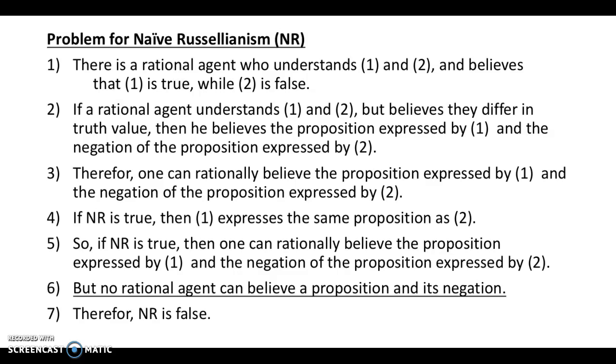However, this should obviously strike us as impossible because there is no rational agent that can believe a proposition and its negation at the same time. We can perhaps maintain that that is actually antithetical to what rationality is. So the conclusion of this concern is that naive Russellianism must be false because it can't be the case that a rational agent can believe a proposition and its negation at the same time.